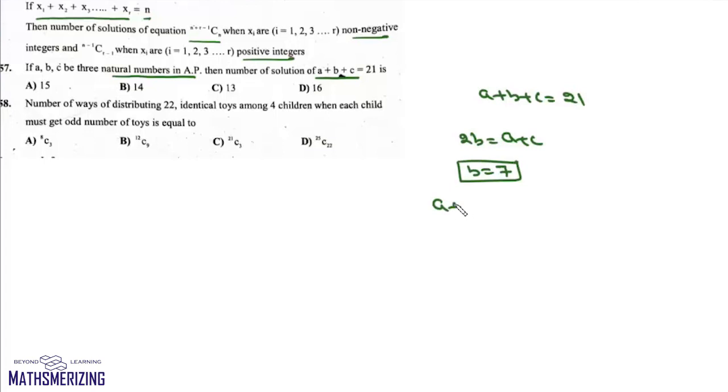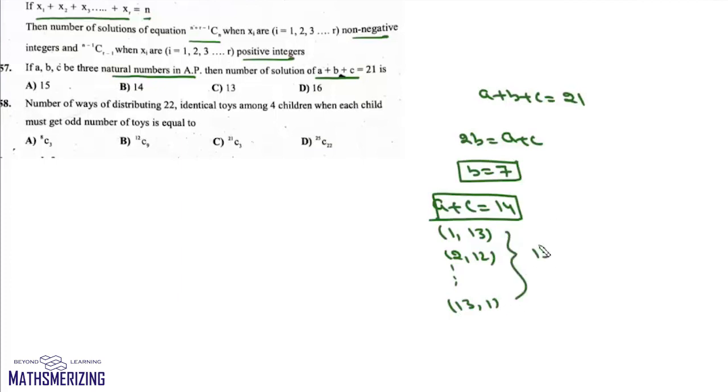Now the first question is, if a, b, c are 3 natural numbers in AP, then the number of solutions of a plus b plus c equals 21 is. Since a, b, c are in AP, that means 2b equals a plus c. The value of b will simply be 7. So this b is fixed. So here we'll have the condition that the value of a plus c must be 14, where a and c are natural numbers. So the possibilities are, if a is 1, c is 13, then 2 and 12, and we'll go all the way up to 13 and 1. So there are 13 such cases. So there are 13 ways in which we can select these three natural numbers in AP so that a plus b plus c is 21. So the correct option is option C.